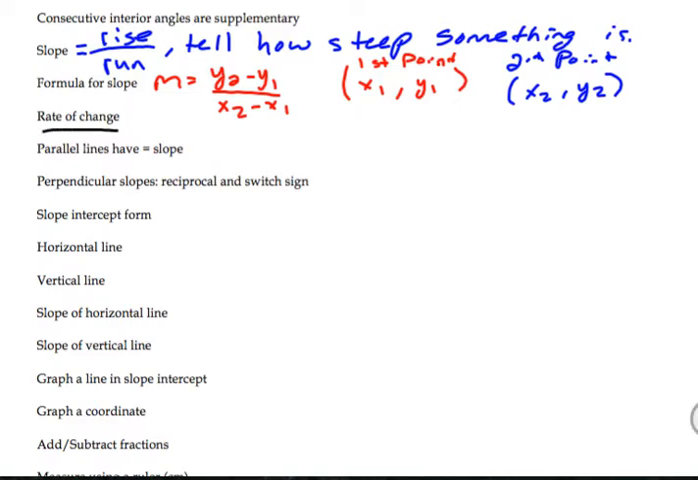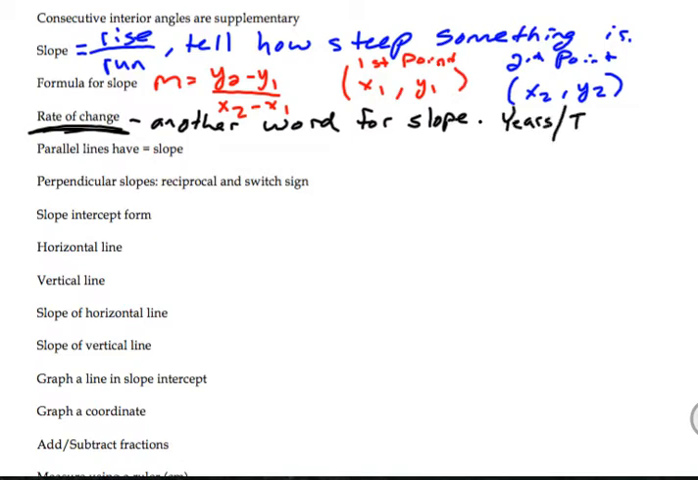This word is on your final: rate of change. That is another word for slope. Okay? And usually we have years or time stand for x's, so on the bottom of the formula, because miles per hour is a rate of change thing. So you have to know that.